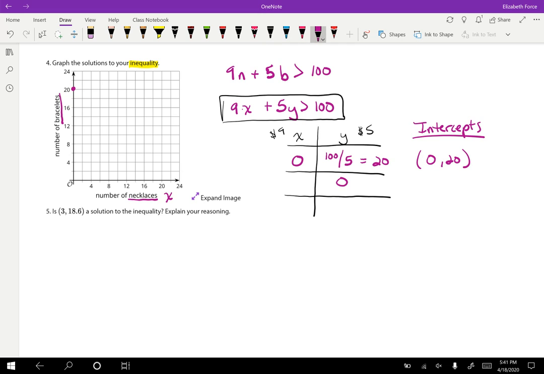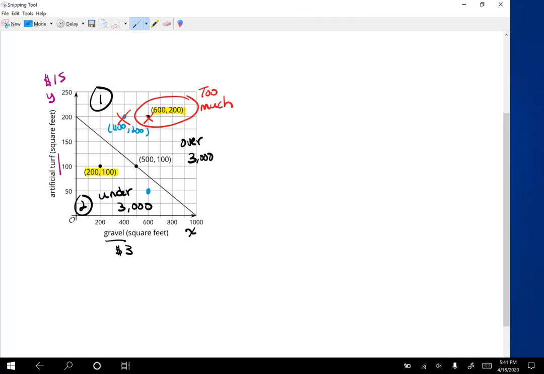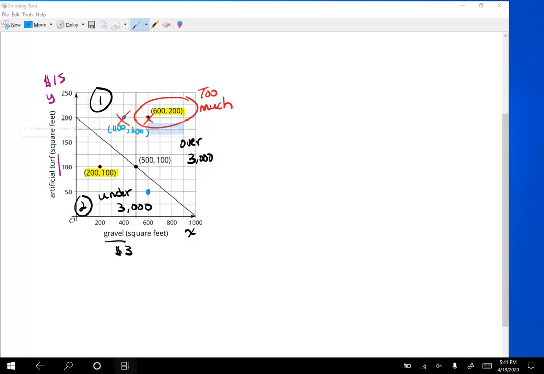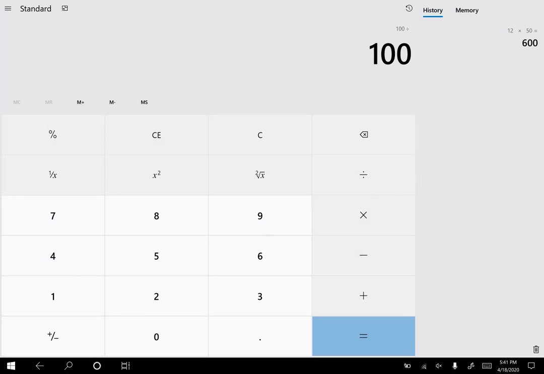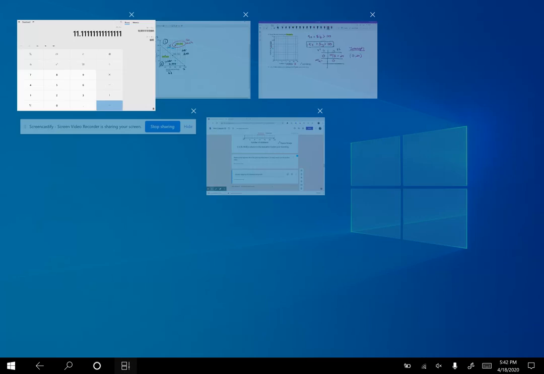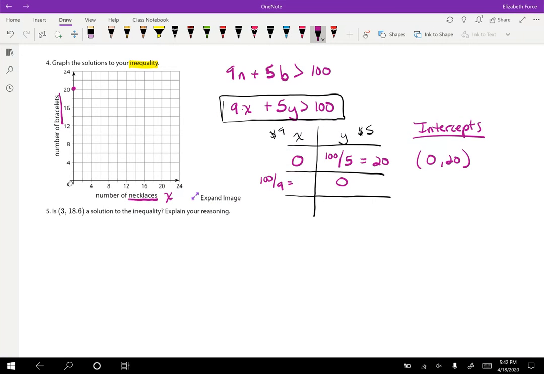So we're going to do 100 divided by 9, and that's not going to go in evenly. 100 divided by 10 is 10, so 100 divided by 9 is just a little bit more than 10. So just to double check, nope, I want my calculator. 100 divided by 9 is going to give me 11.1. So we'll just go ahead and call that 11. So that's my other intercept, 11 comma 0. So counting by tens, 8, 9, so 11, right around there. And we're going to go ahead and draw a line through it.